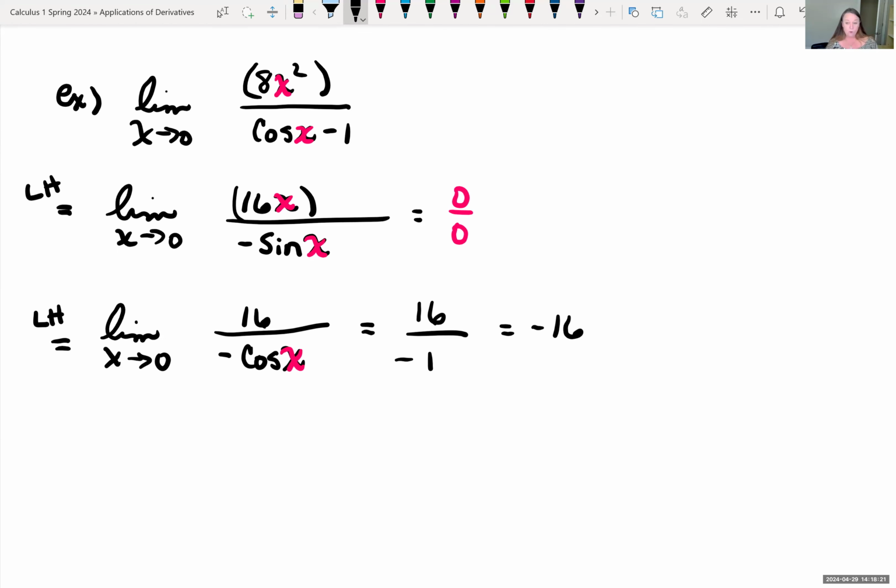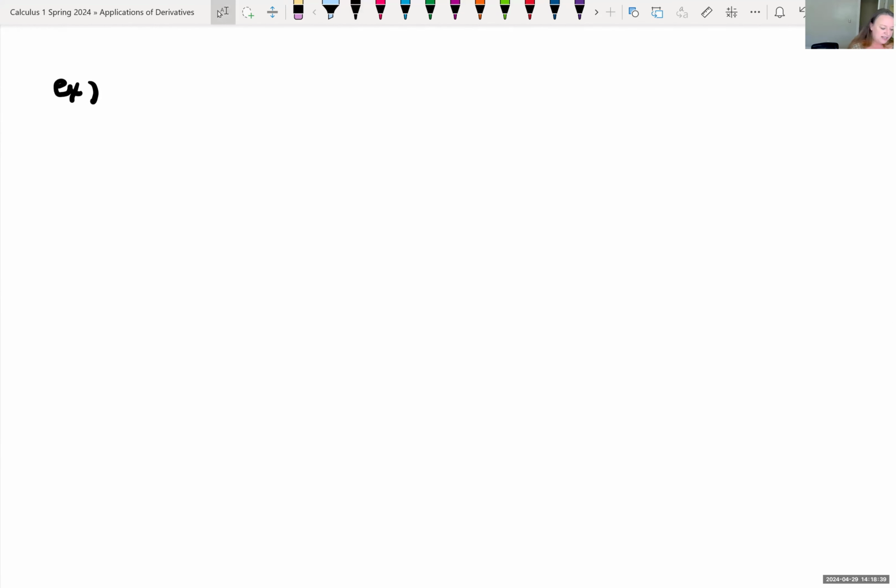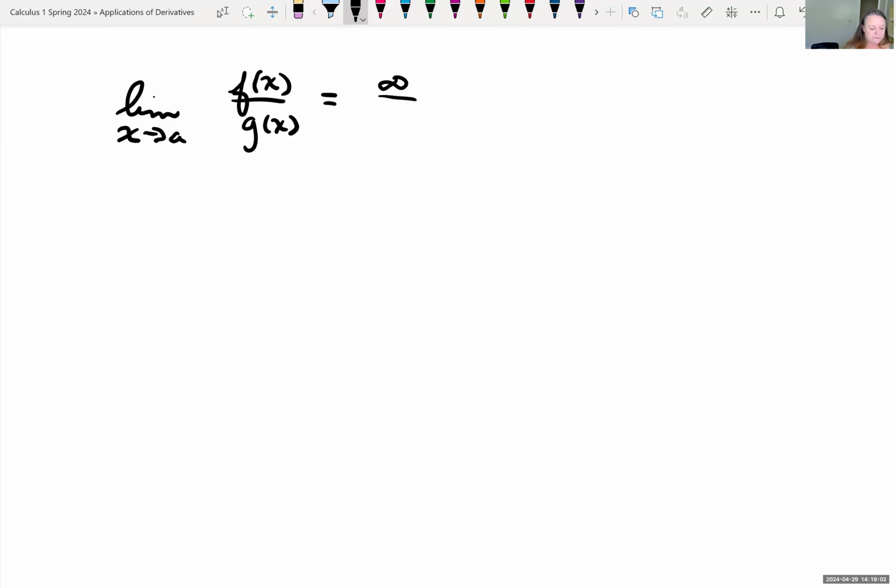If we get something in the form infinity over infinity, L'Hopital's rule also works because we can manipulate that to get it in the form of 0 over 0. Let's just show that that would be true. So let's say you had the limit as x is approaching some number a of some value f of x all over g of x. And you got that this was equal to infinity over infinity.